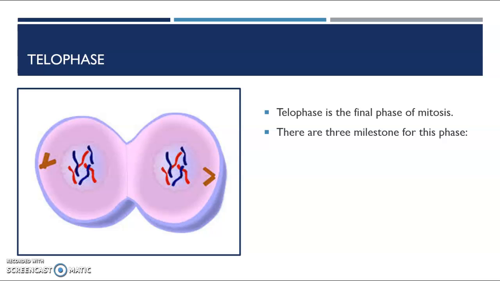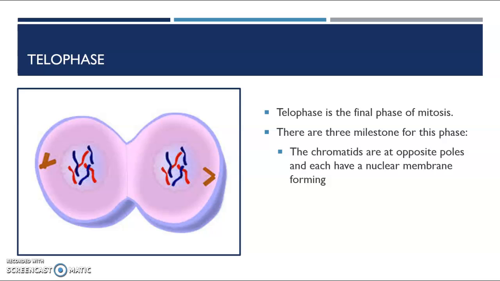And then we have telophase. Telophase is the final phase of mitosis. There are 3 milestones for this phase. The first one is that the chromatids are at opposite poles. They're in opposite sides. And their nuclear membrane is reforming. Let's put a re right there, reforming.